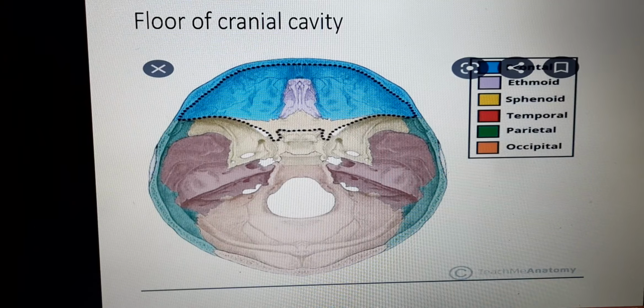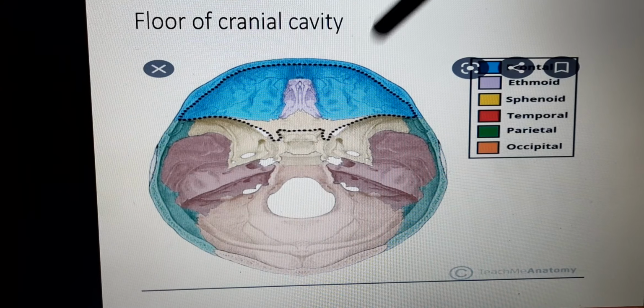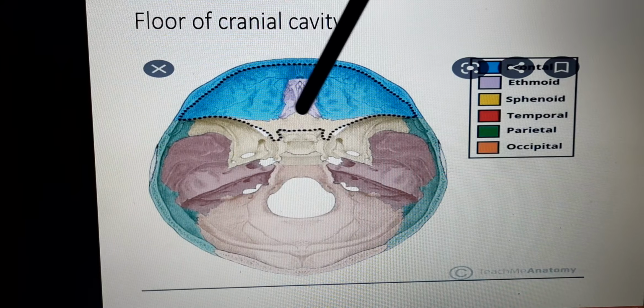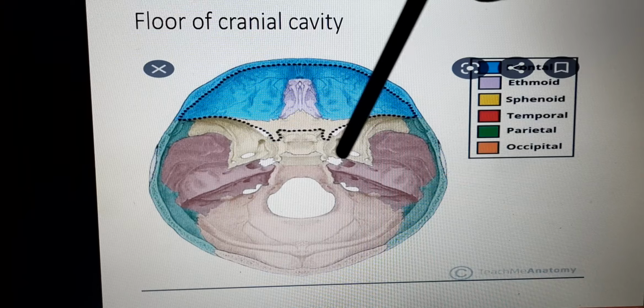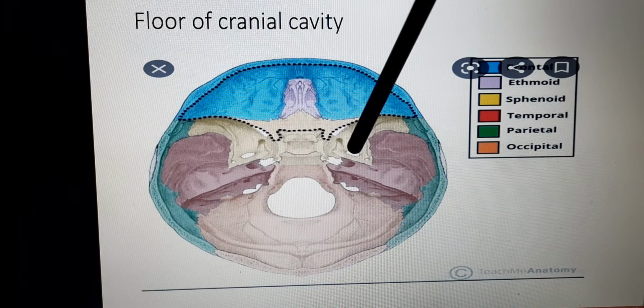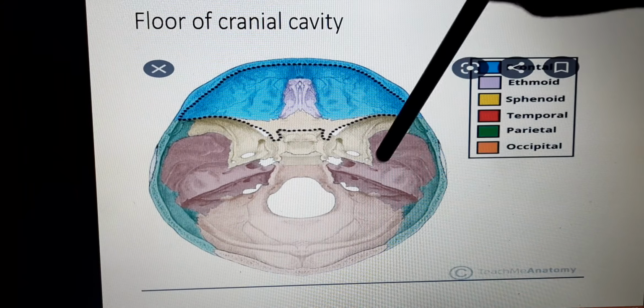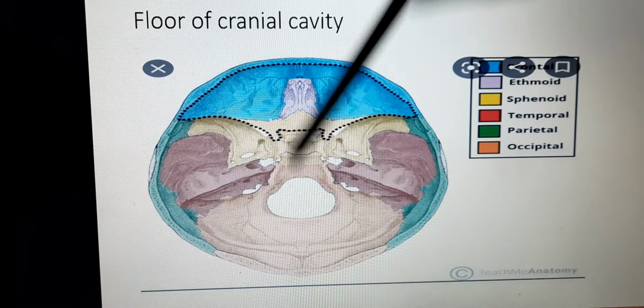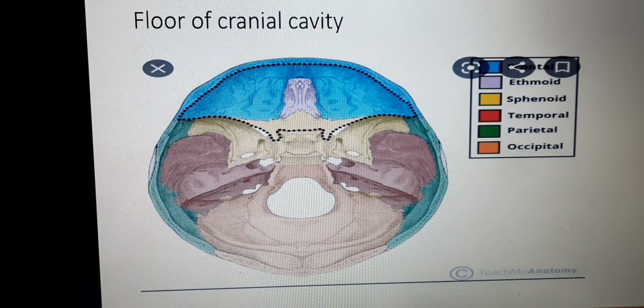So today we will start with the floor of the cranial cavity. The floor of the cranial cavity is formed by 5 bones. You are seeing the anterior is frontal bone. In between the frontal bones, you are seeing the ethmoid bone, and the yellow one is sphenoid bone. Behind the sphenoid bone, this is temporal bone, and the posteriormost is occipital bone. So these 5 bones form the floor of the cranial cavity.